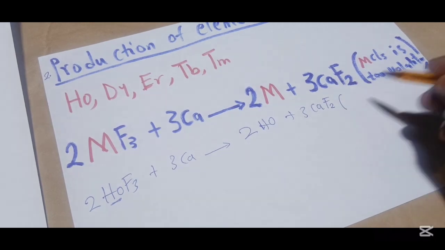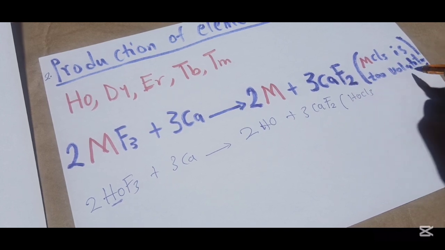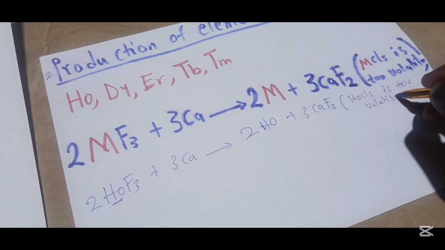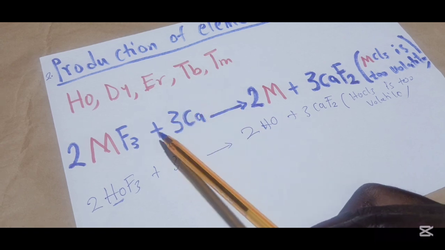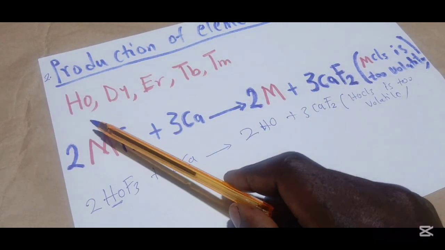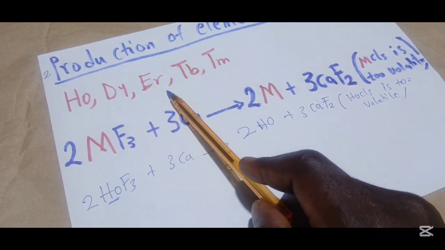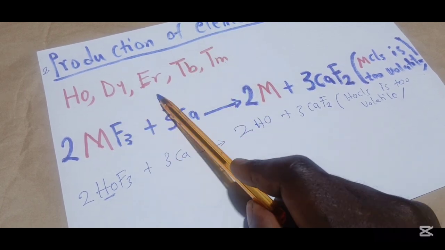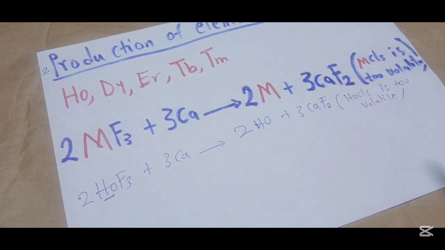3CaF2. MCl3, where M is holmium, is too volatile, right? So how do you know the elements that can be produced elementally with this equation? I say Ho Dy Er Tb Tm. Ho Dy Er Tb Tm. Like the first one, La Ce Pr Nd Gd.